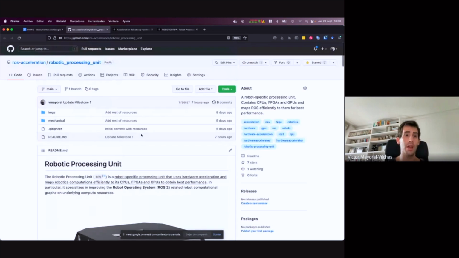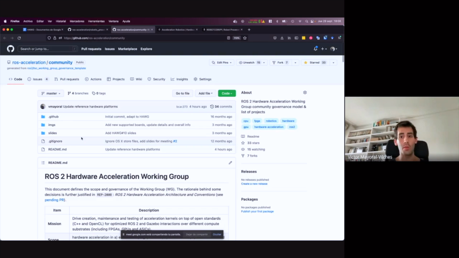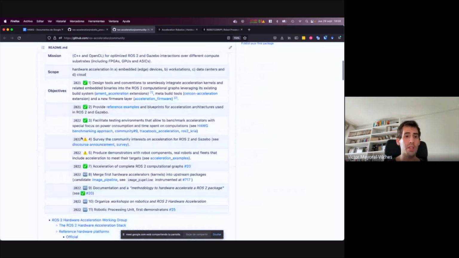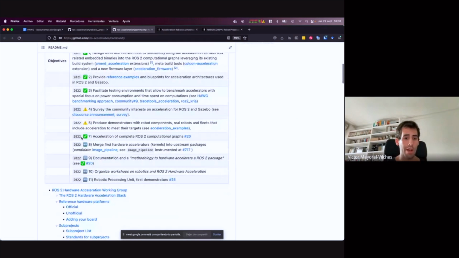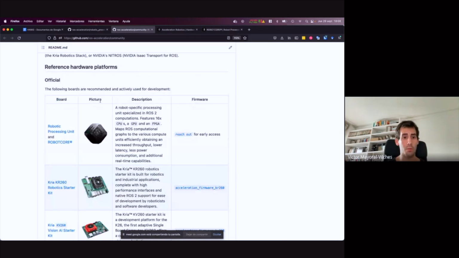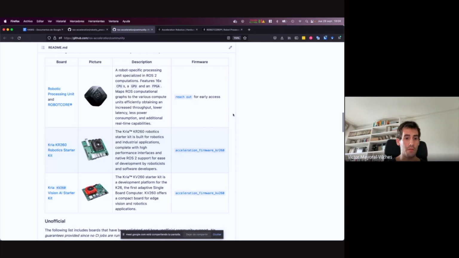And also aligned to that, just quickly mentioning, as you know, we do keep in the working group a community repo, which essentially provides the community governance model and the list of projects and sub-projects that we are working on. We also keep a series of objectives and goals achieved or work in progress. And as part of that, we've also extended the section on reference hardware platforms to include this robotic processing unit. There is already access to the firmware layer, and you can reach out if you want early access. We're still touching the final bits on it, but we think that it's pretty much ready for people to start testing.